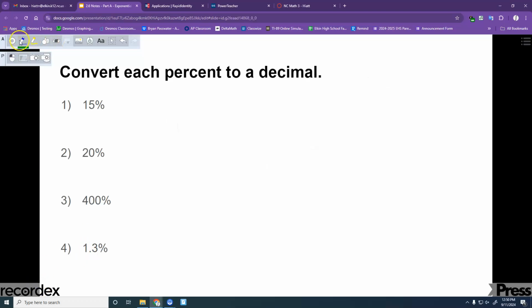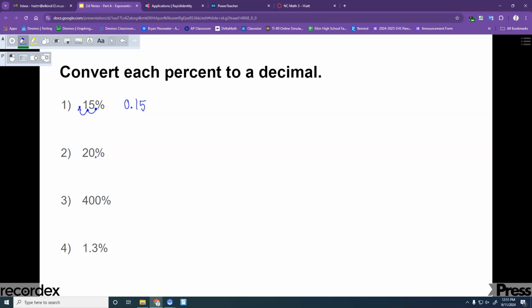Before we get started with actually doing the growth problems, I want to just quickly review how to change a percent to a decimal and a decimal to percent. So here we're asked to convert each percent to a decimal. To convert to a decimal, you need to divide by 100. Whenever you do that, it is just going to take wherever the decimal point is at and move it 2 places to the left. So in this case, 15 doesn't have a decimal, so it's at the end of the number, and you would just move it 2 places to the left. And so that would be 0.15 is what we would get for the first one.